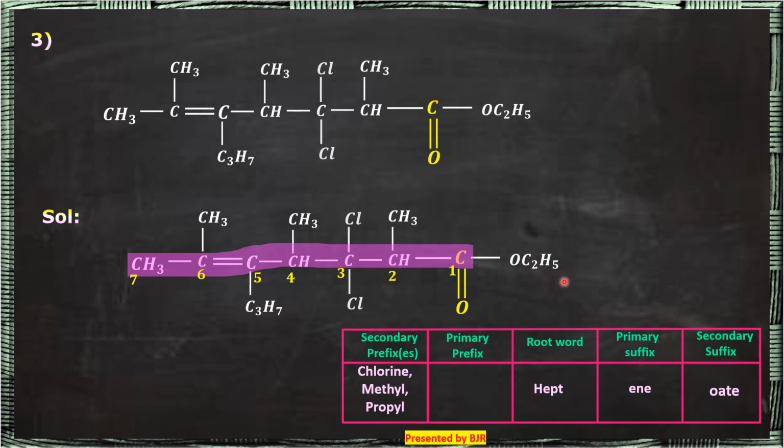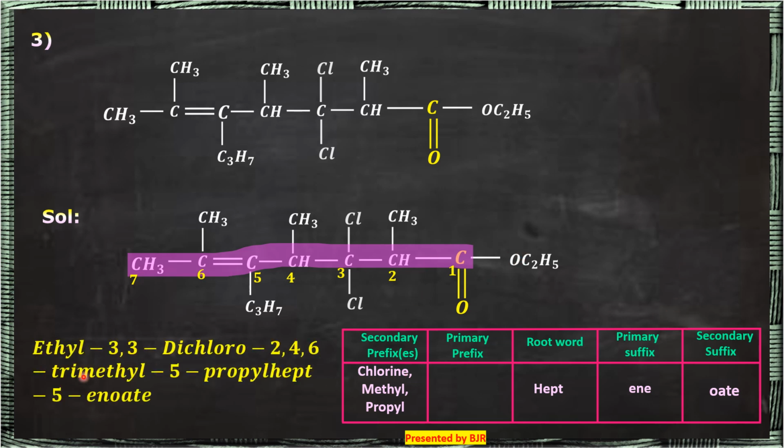So ethyl 3,3-dichloro 2,4,6-trimethyl 5-propyl hept-5-enoate. So this is the IUPAC name of this organic compound. Okay, ethyl 3,3-dichloro 2,4,6-trimethyl 5-propyl hept-5-enoate.